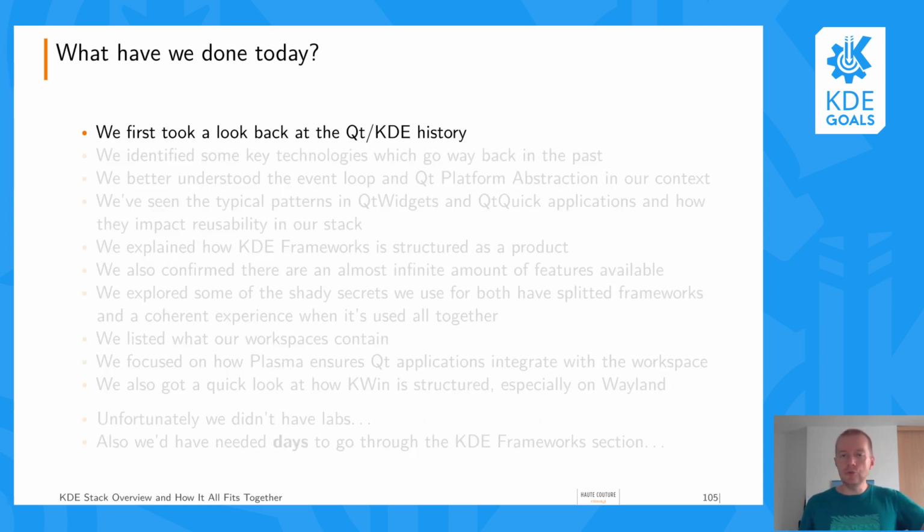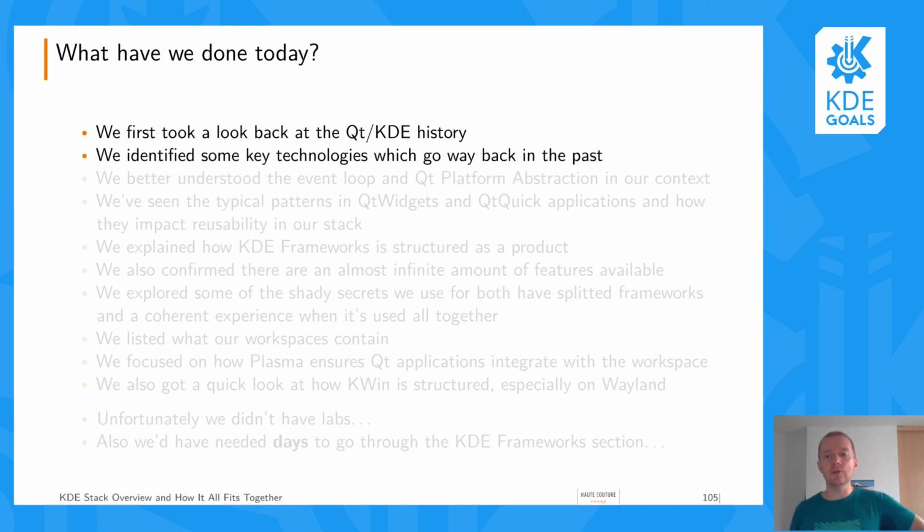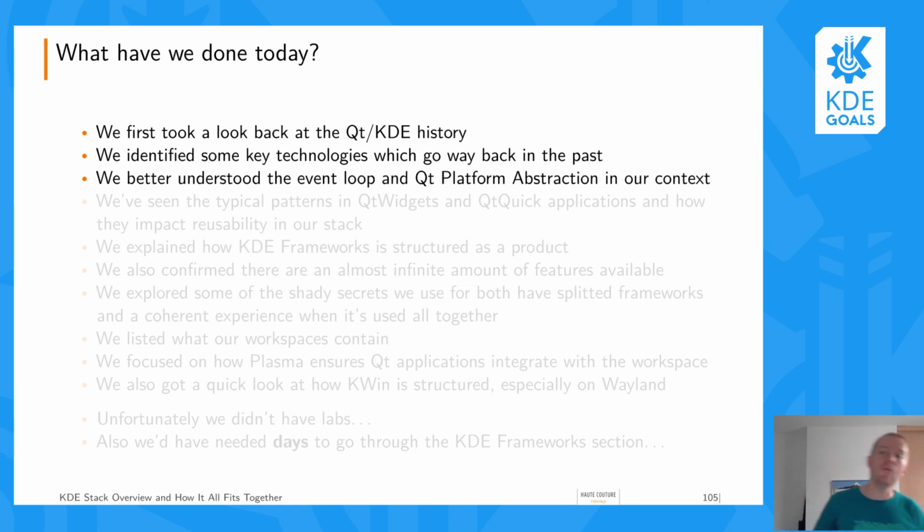So what did we do today? We had a first look. We first took a look back at the Qt KDE history. We also identified some of the key technologies which go way back in the past, right? We were in the 90s. We better understand the event loop and the Qt platform abstraction for our context.